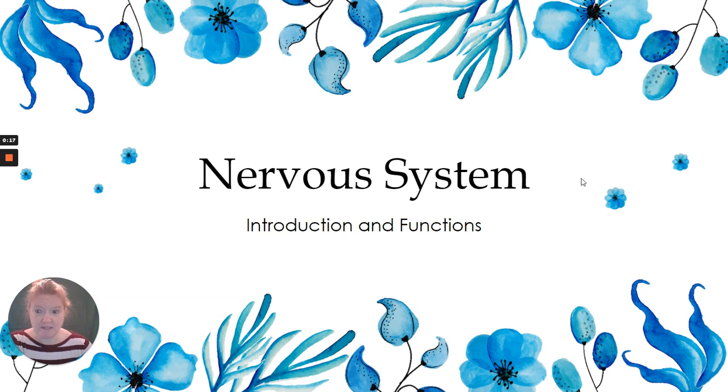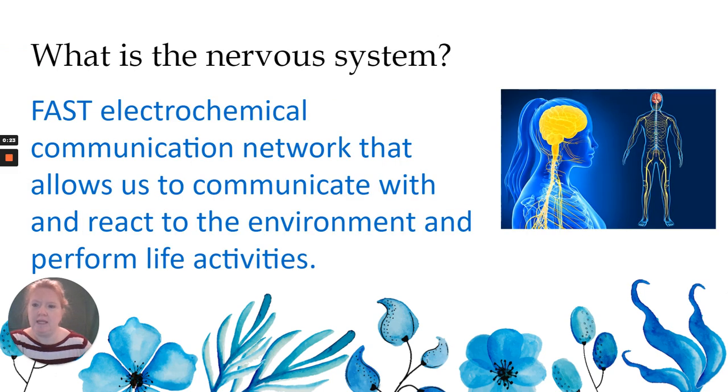So, the nervous system. What is the nervous system? That really is the first question that we're going to have to answer, right? It is a fast electrochemical communication network that allows us to communicate with and react to the environment, as well as to perform life activities like everything: sleeping, eating, walking, running, breathing, everything.